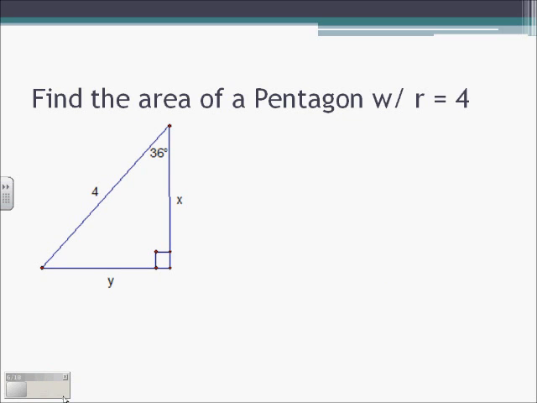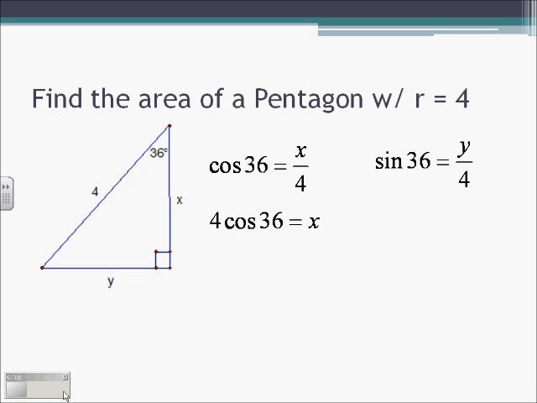So we still have a radius of 4. We need to find x and y so that we can get our apothem, which would be x, and we can use y to find our perimeter. So we know the cosine of 36 is going to equal x over 4. Solving for x, we multiply both sides by 4. So x is going to equal 4 times the cosine of 36. We also know that the sine of 36 is going to equal y over 4. We multiply both sides by 4. y is going to equal 4 times the sine of 36.